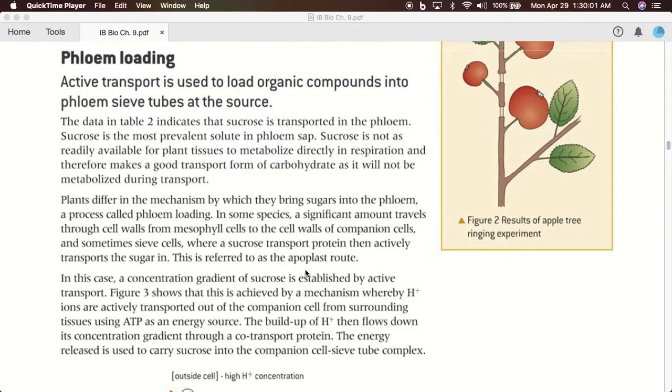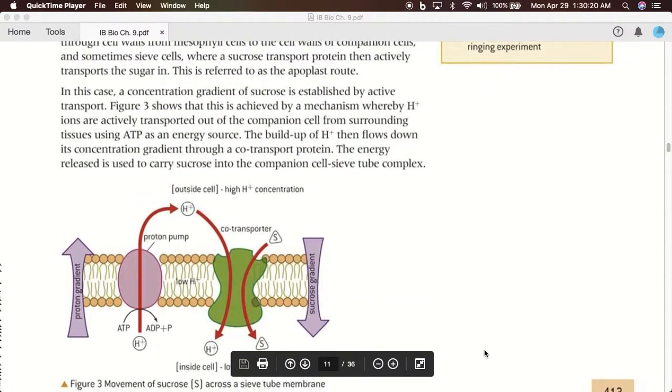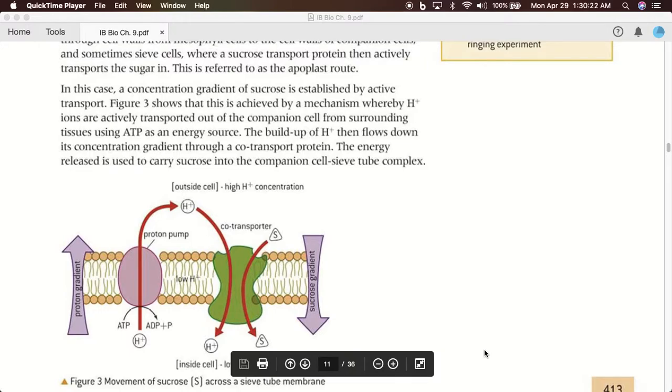For the apoplast route, it's based off of a hydrogen or proton gradient. Hydrogen ions, H pluses, are also known as protons, and we have seen lots of examples in IB Bio where proton gradients are used to transport stuff or make stuff happen. You have a proton gradient in the electron transport chain of cell respiration. You also have a proton gradient in the light-dependent reactions of photosynthesis.